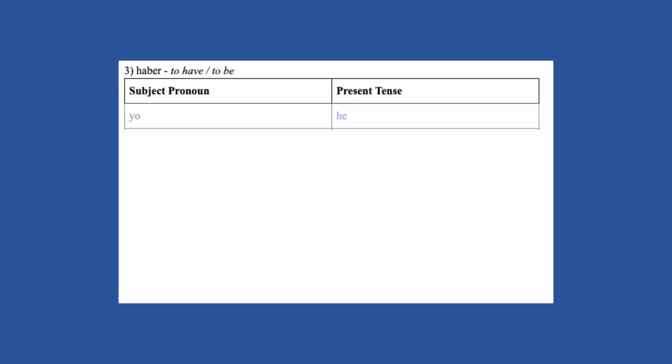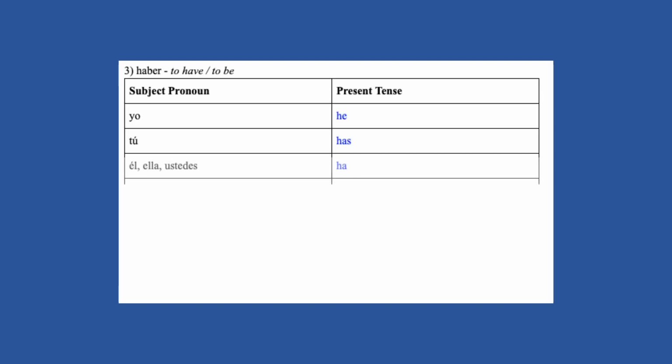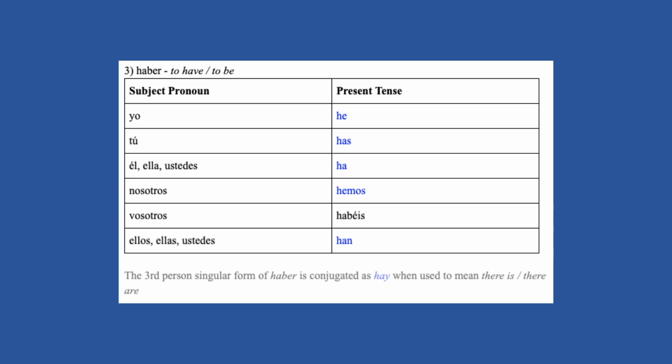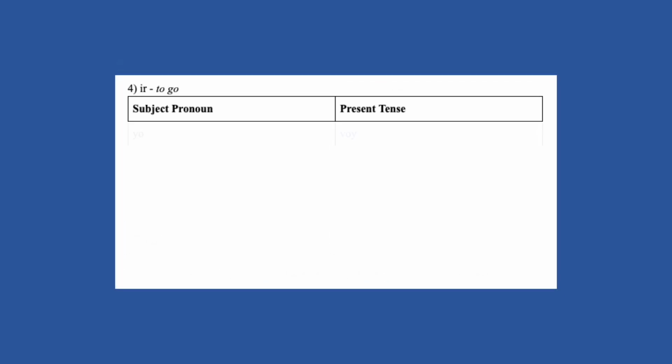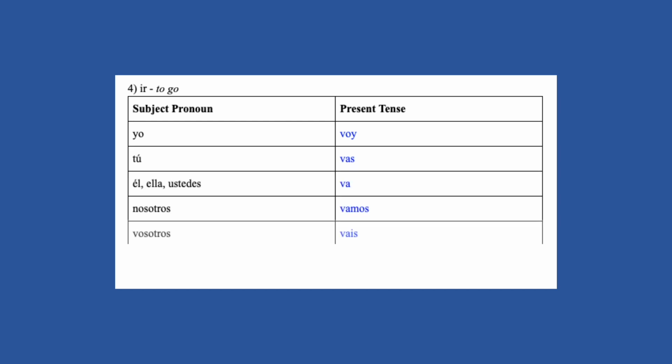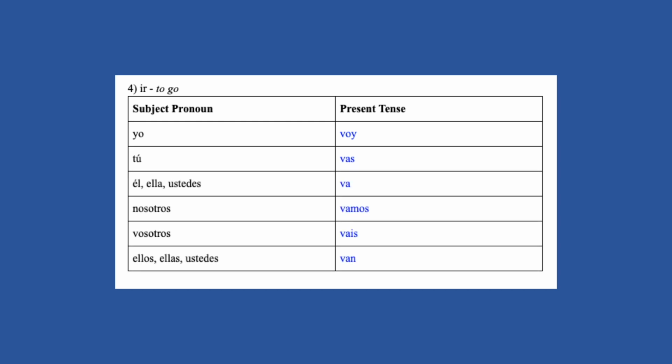Haber: he, has, ha, hemos, habéis, han. And the third person singular form of haber is conjugated as hay if it is used to mean there is or there are. Ir: voy, vas, va, vamos, vais, van.